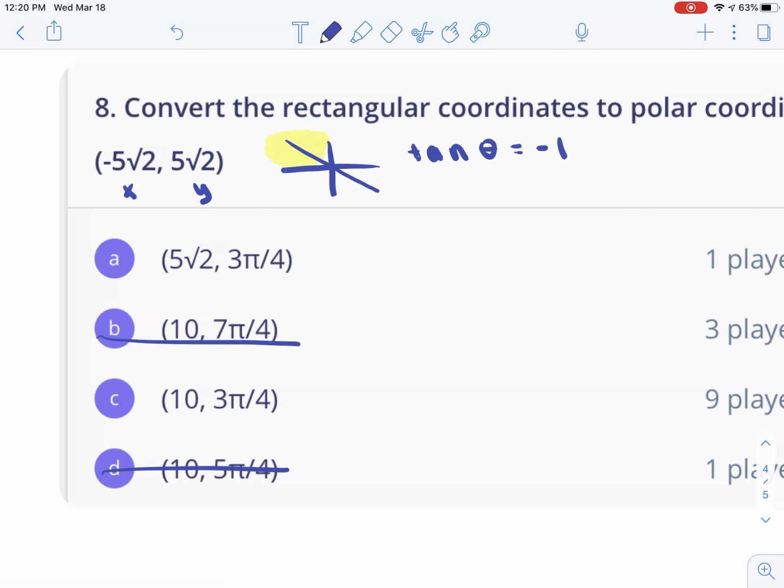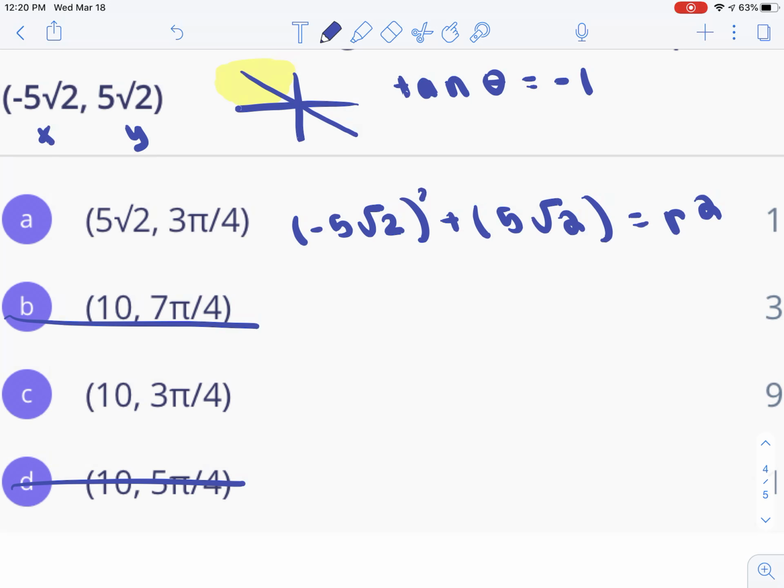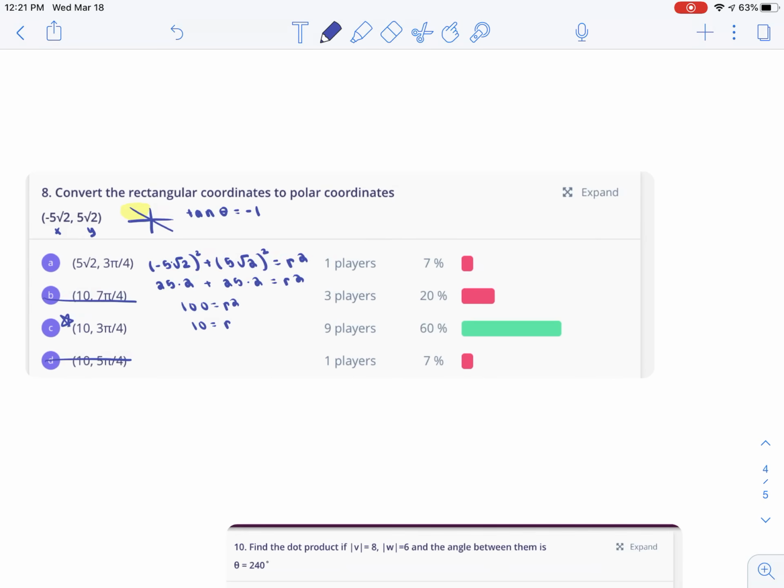Now, to get the actual R value for this, remember that we are going to square the X and Y value. So when you're squaring this X value of -5 root 2, and then you're going to square the Y value of 5 root 2. Note that when you square a product, you can square each of the pieces. So that would be 25 times 2. And then same thing over here, 25 times 2. So what you're going to get for R squared is 100. And then an R value equal to 10. So that's where we get this answer of C for number 8.